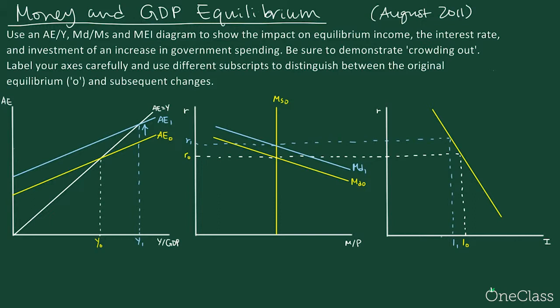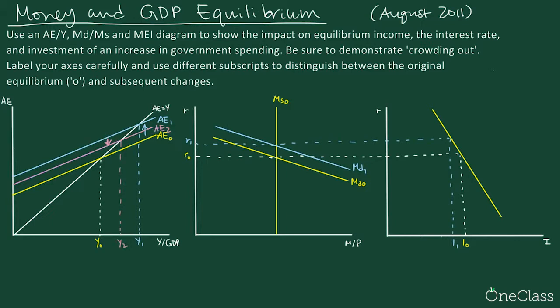And as a result, in the MEI diagram, there's a new equilibrium. So where the new interest rate R1 intersects the MEI curve, this shows the decrease in the level of investment.